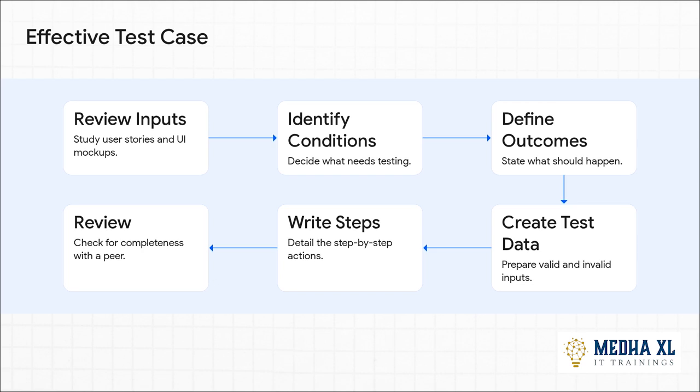Next, you create your test data, and that means both valid data and invalid data. We'll get to why that's so important in just a second. Then you write the actual steps, and finally, and please don't skip this one, you get a peer to review it. Having a second pair of eyes is an absolute lifesaver for catching things you might have missed.